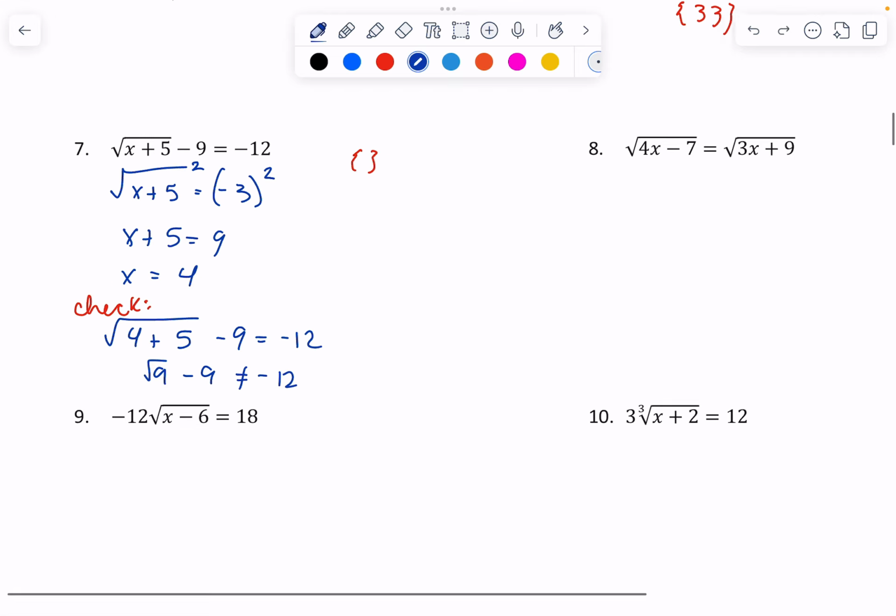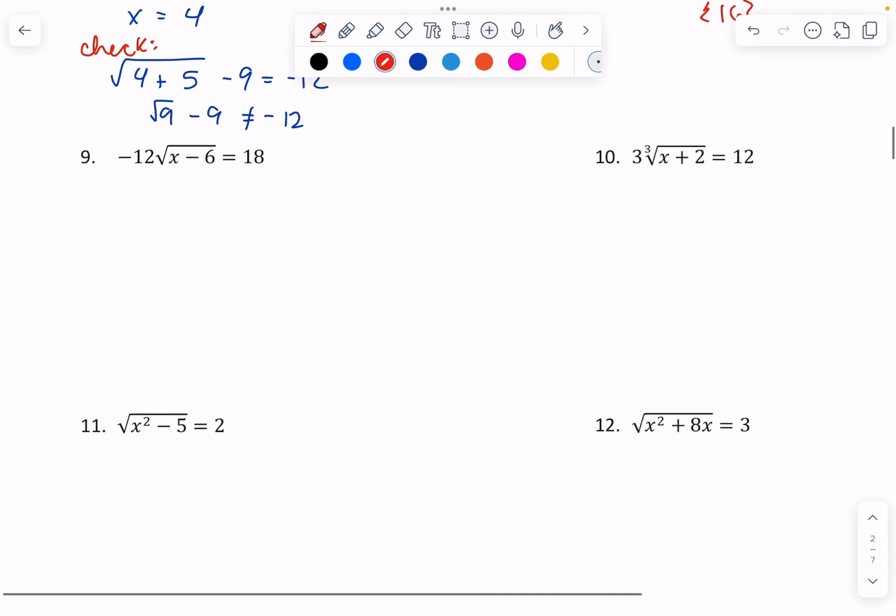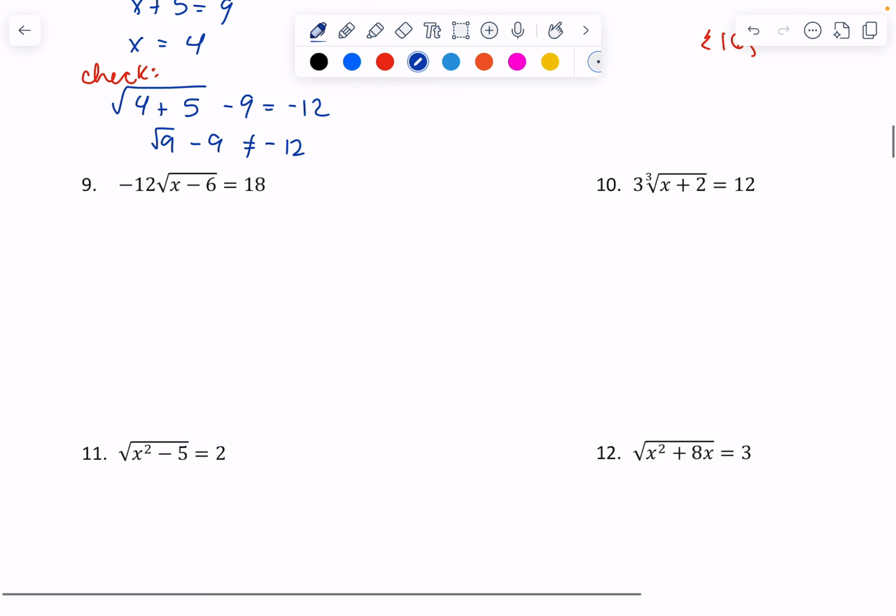Get 4x minus 7 equals 3x plus 9. Subtract by 3x. Add 7. That works out when you plug it back in, so 16 is the solution. I know I'm going through these quickly just because we already did some of these, and these are the easier ones.